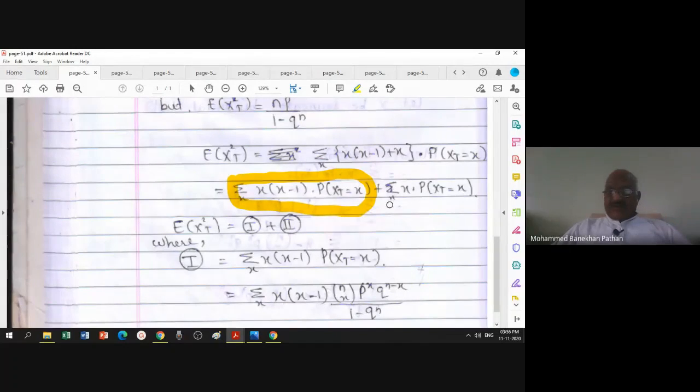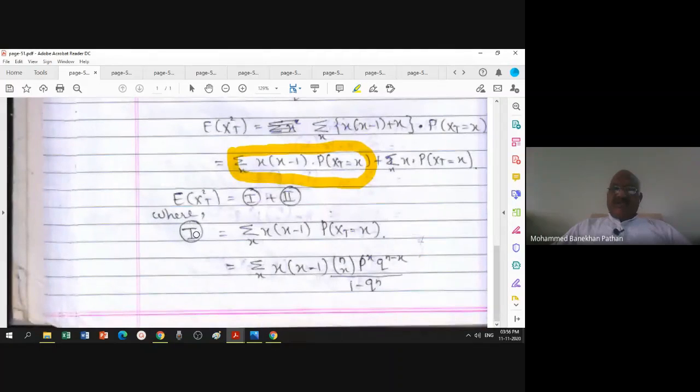But if you look at number 2, it is just the mean of the truncated variable, summation x into p(x). So this answer is with you, and that is nothing but np divided by 1 minus q raised to n. So just now we want to develop number 1 because number 2 is with us. Let us see how to get number 1.